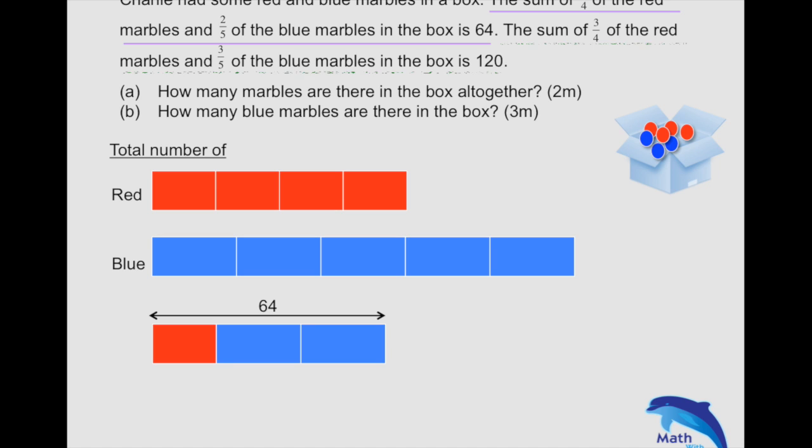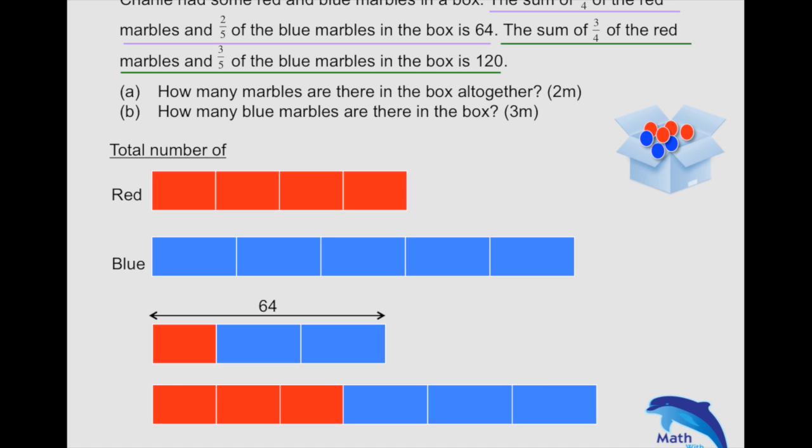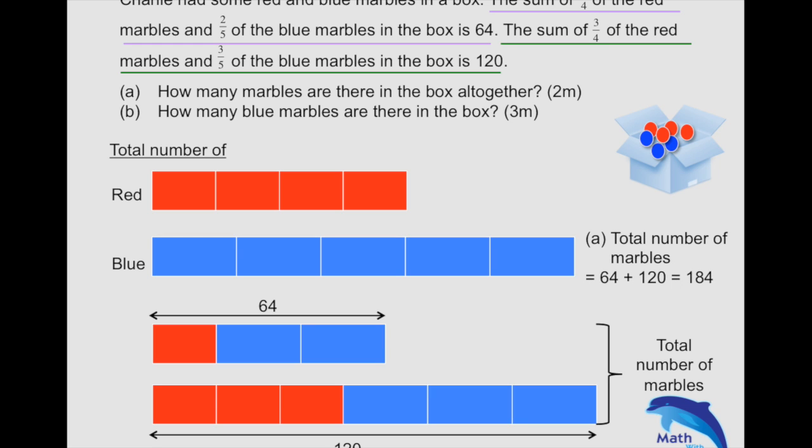The next sentence, the sum of 3/4, so 3 red blocks, and 3/5 of the blue marbles, so 3 blue blocks, and that will give us 120. That, as you can see, is actually the total number of marbles. 1, 2, 3, 4, so 4 red and 5 blue. So you could have answered part A easily, getting the 2 marks, which is 184.